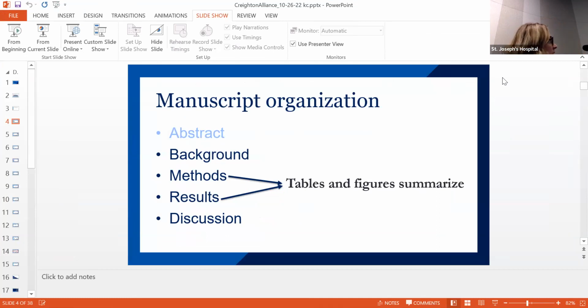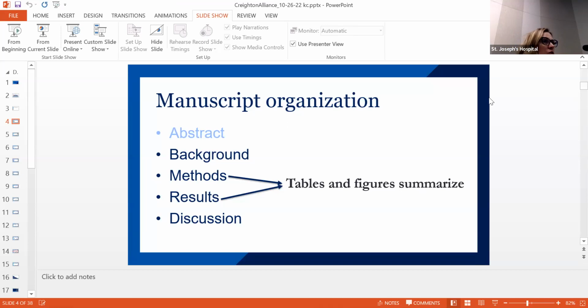So as you probably are aware, the way manuscripts are organized is almost always in the same format: abstract, background, methods, results, and discussion. And for my talk today, I'm going to be focusing on tables and figures that I said methods, but they're generally in the results section.